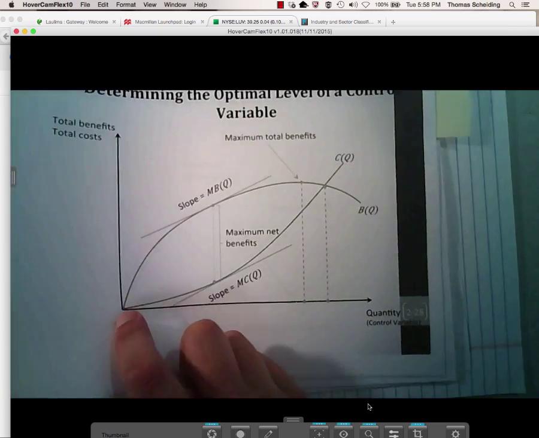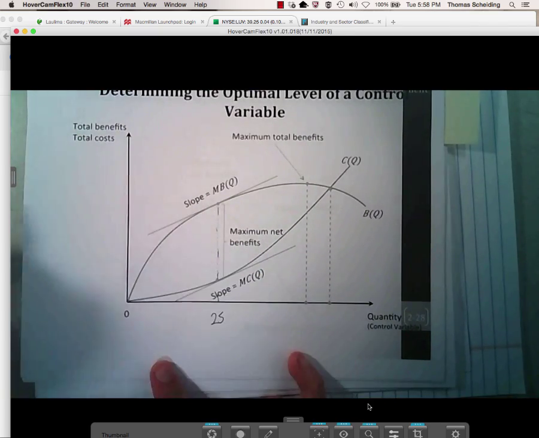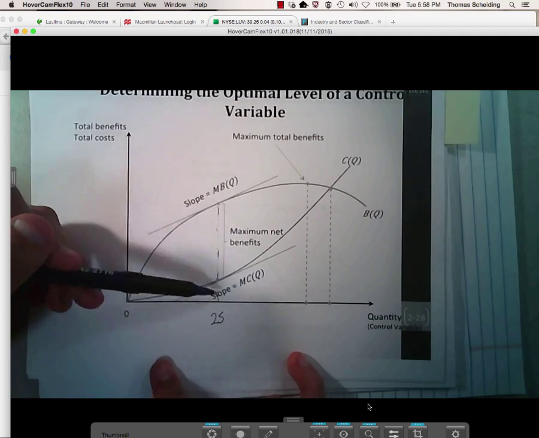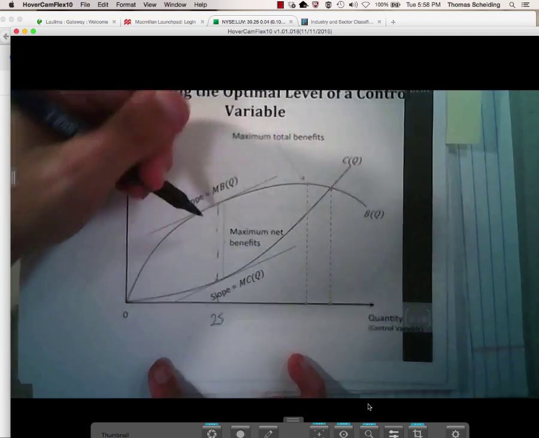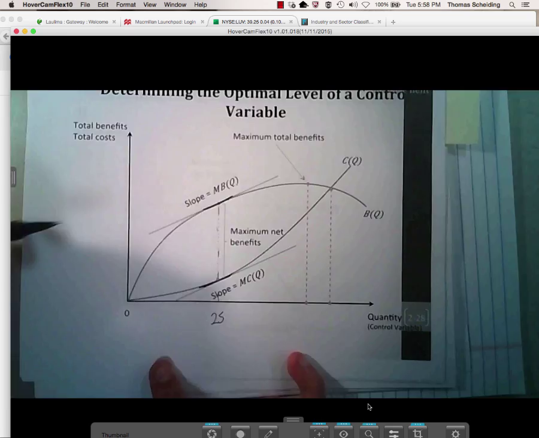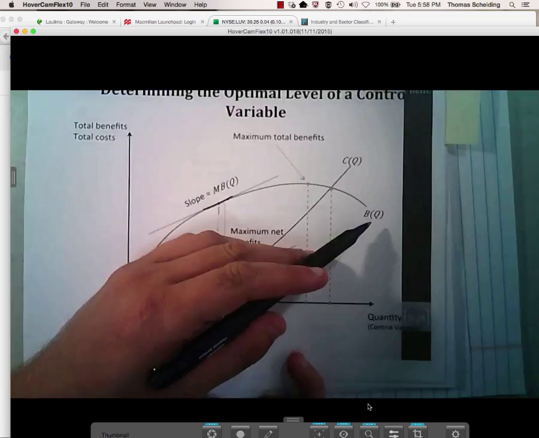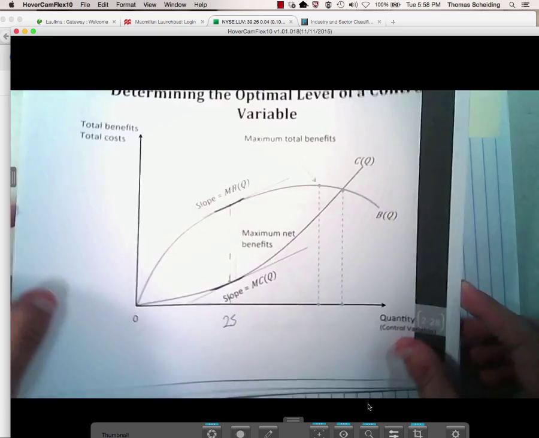And so the way that would look would be that it would be happening at quantity 25. That it'd be maximizing the difference between these two by having the slope of the two be equal to each other. The slope of the benefit curve being the marginal benefit, the slope of the cost curve being the marginal cost curve.